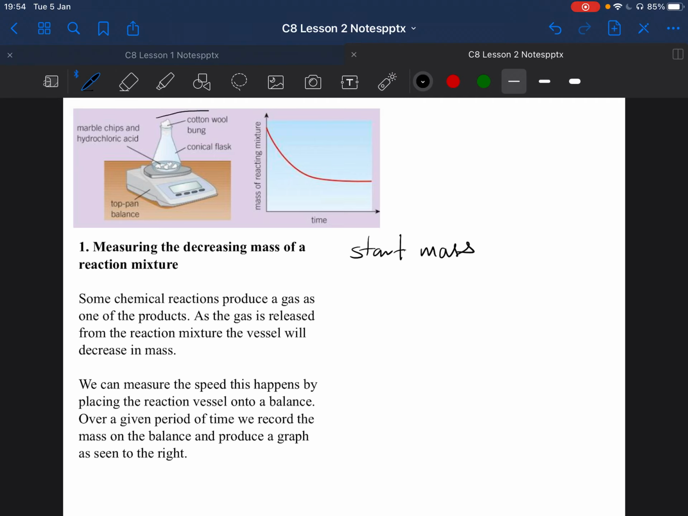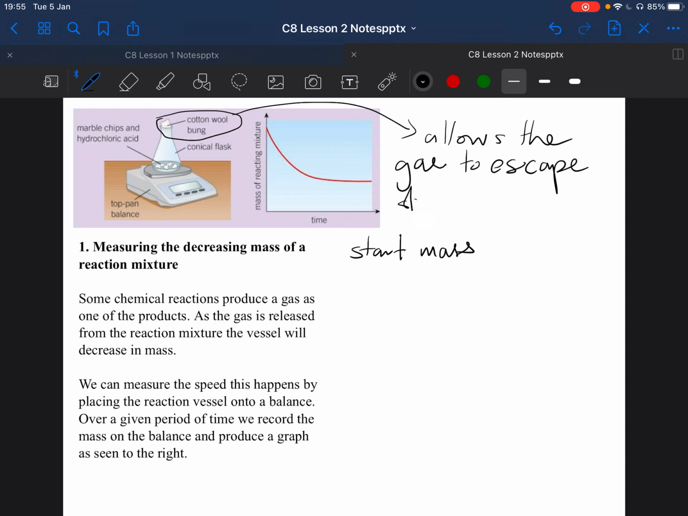One thing you guys need to remember, in a question that comes up quite a lot in an exam, is why do we put a cotton wool bung in? This allows the gas to escape, but at the same time stops anything else getting in. So that preserves the experiment. It stops anything getting into the reaction mixture that might cause it to change or to produce a different kind of reaction, and allows the thing that we're trying to measure to escape and give us a set of results.